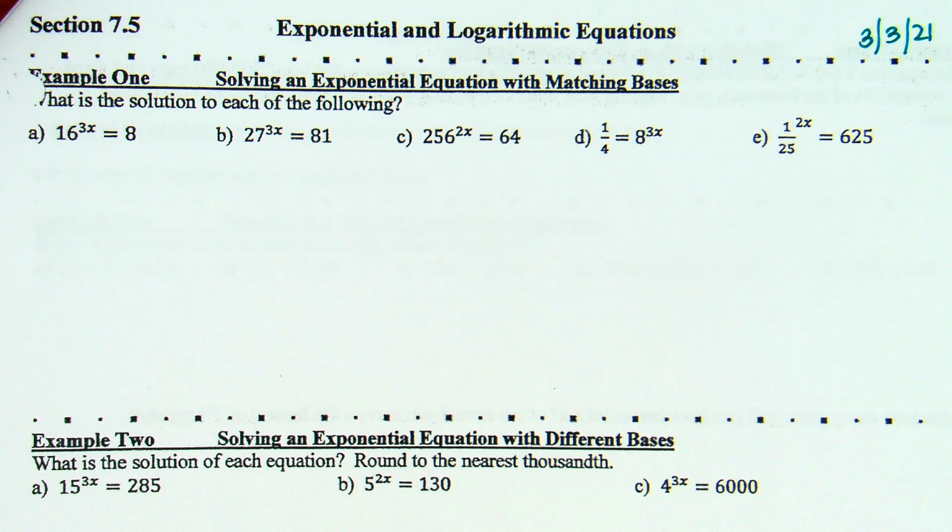Lesson 7.5. We have learned about logs. We have learned about exponential equations. We have learned about some properties amongst the two and how they connect. Now, how do we solve equations that involve either exponents or logs? As I suggested, gold paper and calculator are both going to be useful depending on the problem today.